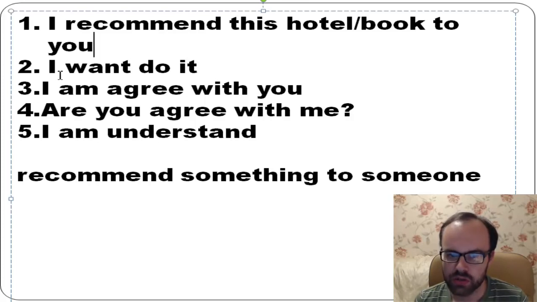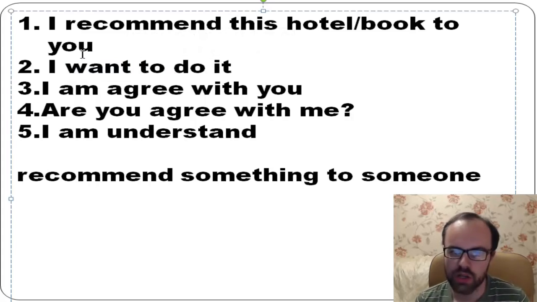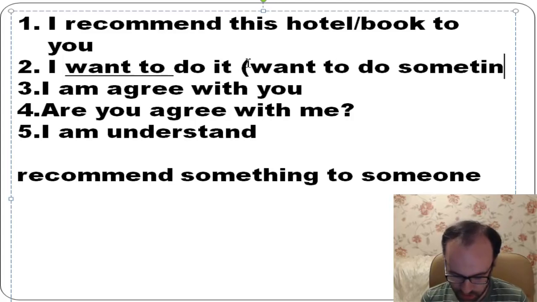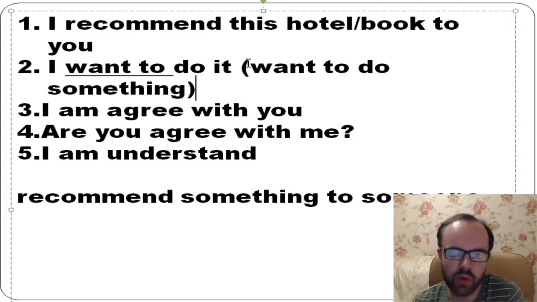Next. I won't do it. When I hear other students with a low level, beginner, elementary, they often say, I won't do it, I won't buy it. So, where is the mistake? If you have the verb want, you need to use to after want. Please remember, want to do something. I want to do it. I want to buy it. I want to sell it.